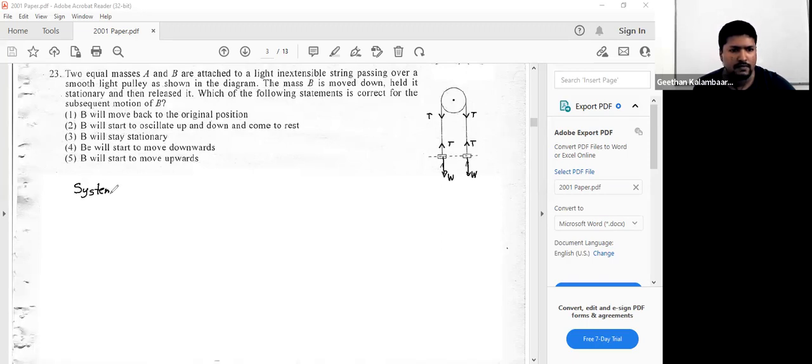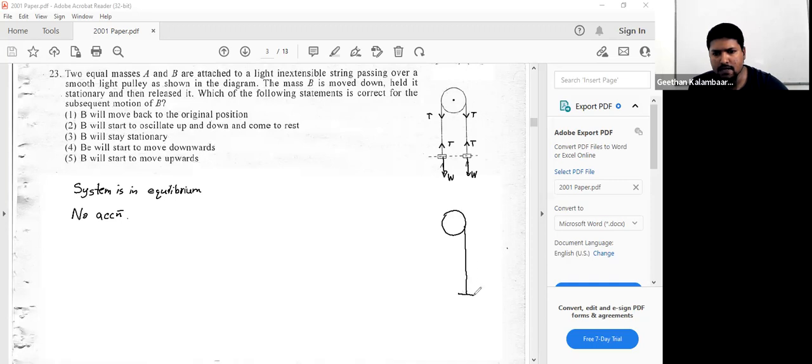So you can say the system is in equilibrium. So there's no acceleration, right? System is in equilibrium, so there's no acceleration, right? So the mass B is now moved down. So you're moving mass B a little bit downwards. So I can mark it like this. Now mass B is below and mass A is above.